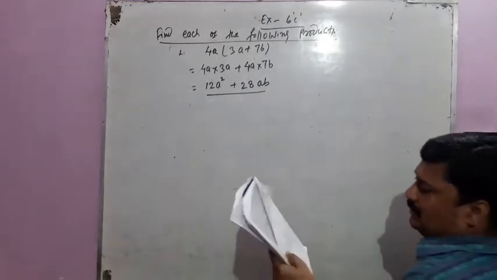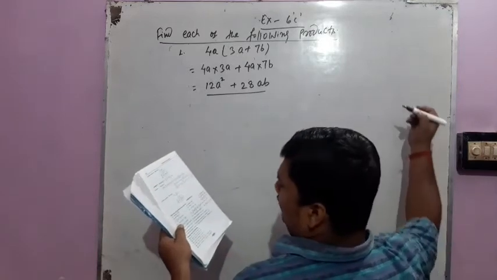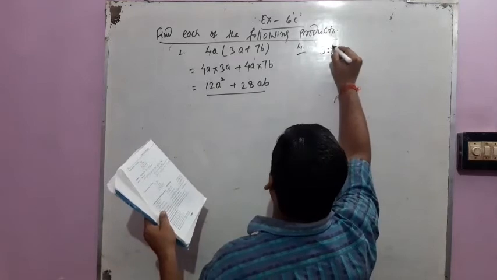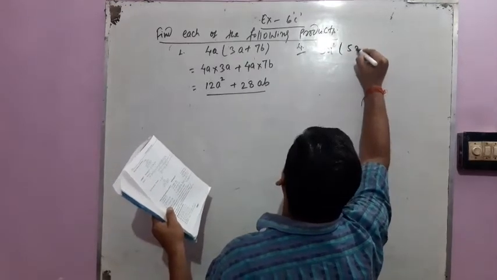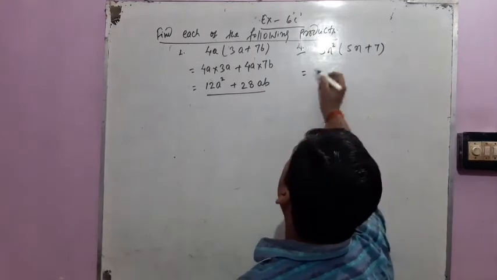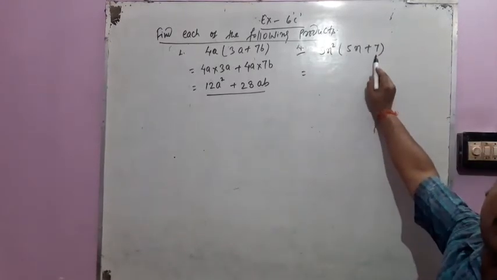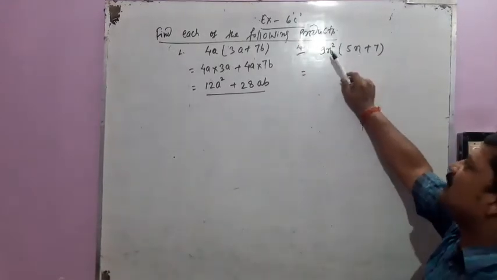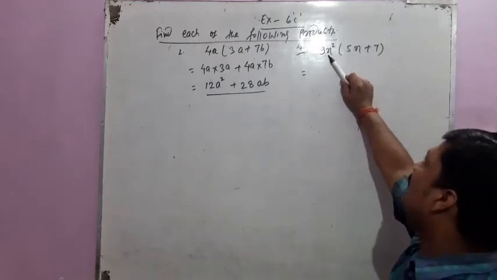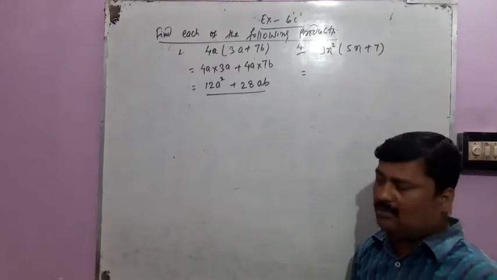Now look at, student, the next question, question number 4. 9x square we have to multiply with 5x plus 7. Similarly, this one is monomial and this one is binomial. So we have to multiply first the monomial with the first term of the binomial, then we have to multiply the monomial with the second term of the binomial.